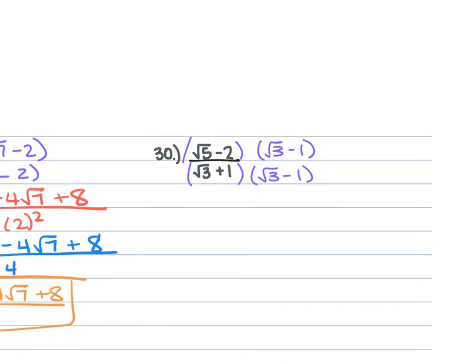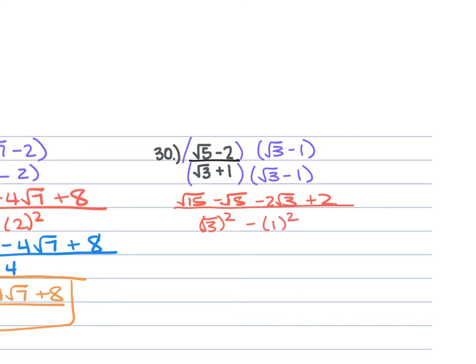So this is going to give us the square root of 5 times the square root of 3 is the square root of 15. The square root of 5 times negative 1 is negative square root 5. Negative 2 times the square root of 3 is negative 2 square root 3, and negative 2 times negative 1 is a positive 2. On the bottom, we're going to have the square root of 3 squared minus 1 squared.